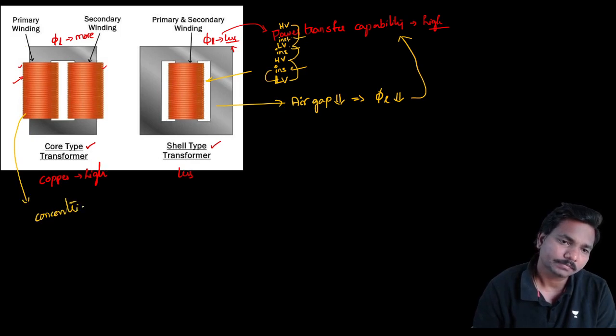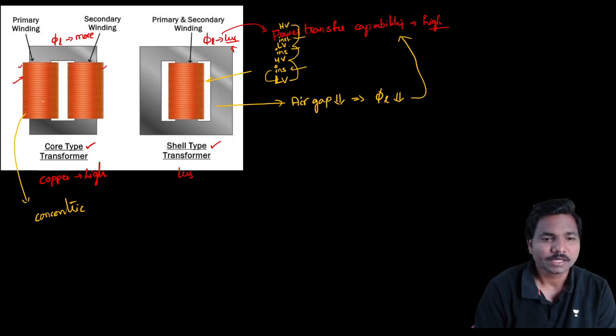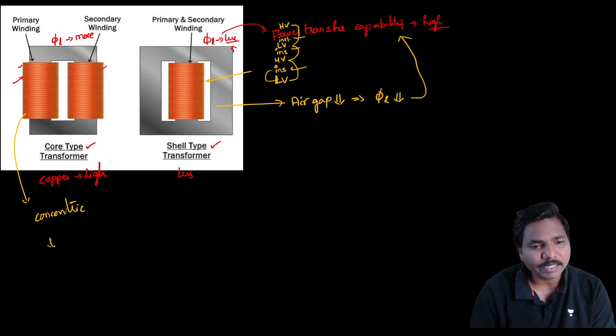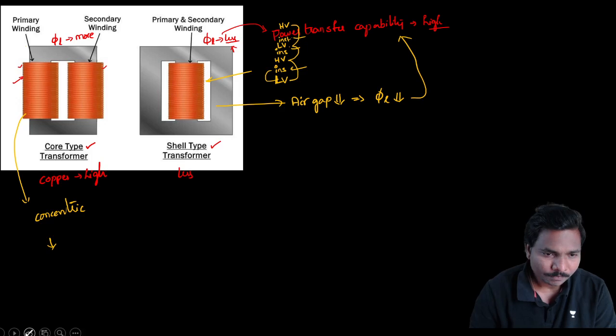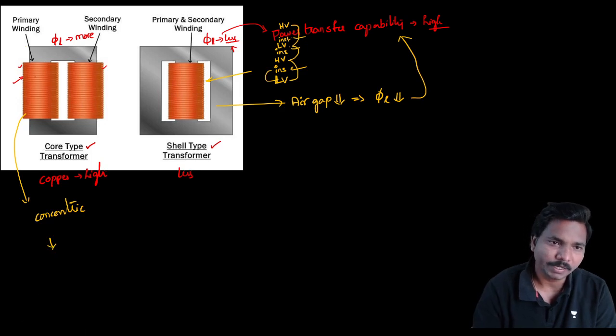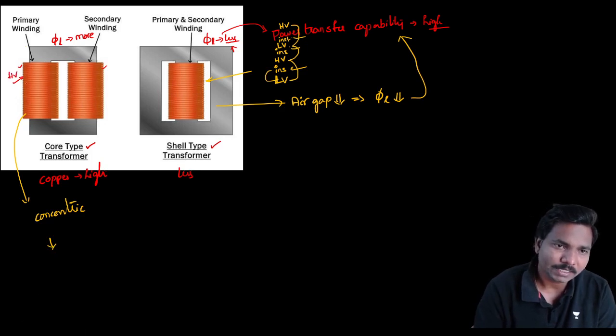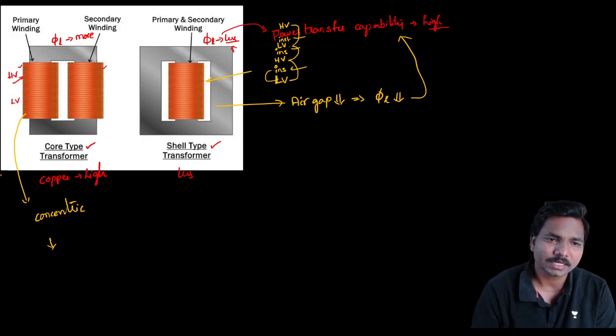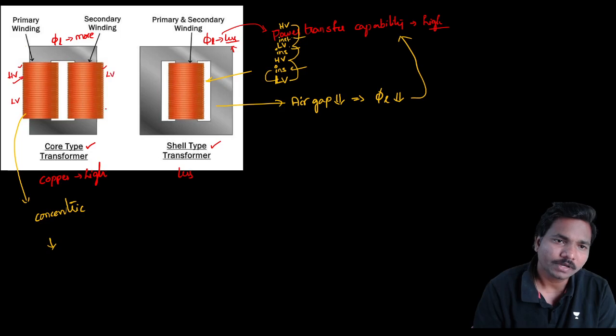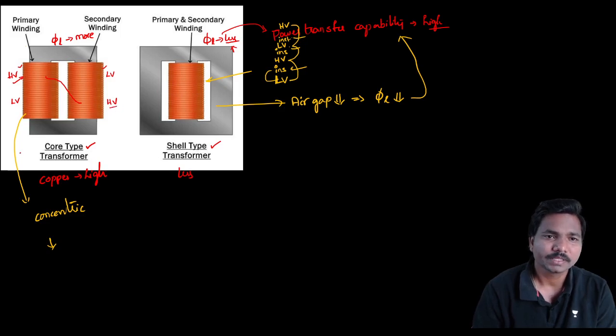Concentric. Here, to reduce the leakage flux, we are going with the interleaving procedure. That means half will be considered as HV, half will be considered as LV. Here half LV, half HV. So half of the HV winding is on the primary side, and half of the HV will be on this secondary side.